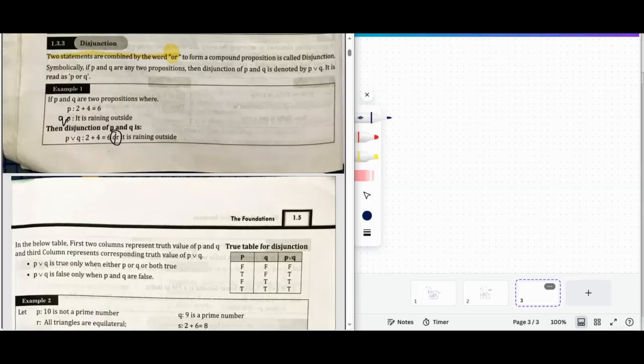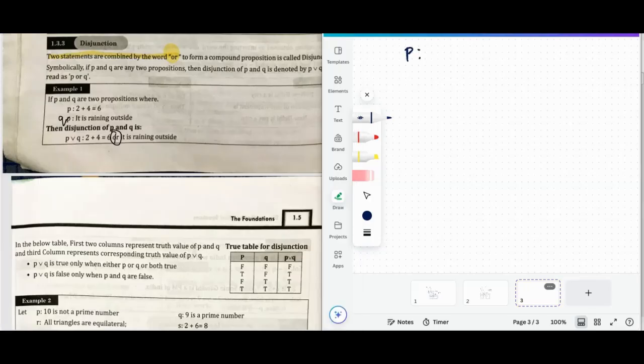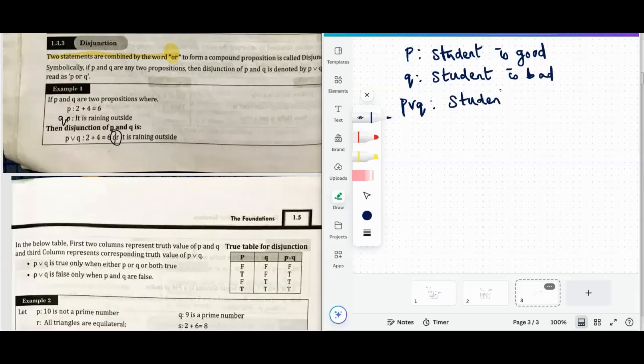For example, if you take P: student is good, and Q: student is bad. Now I want to join these by using "or". So P or Q: student is good or bad. Either the student can be good or the student can be bad. It cannot be both at a time.